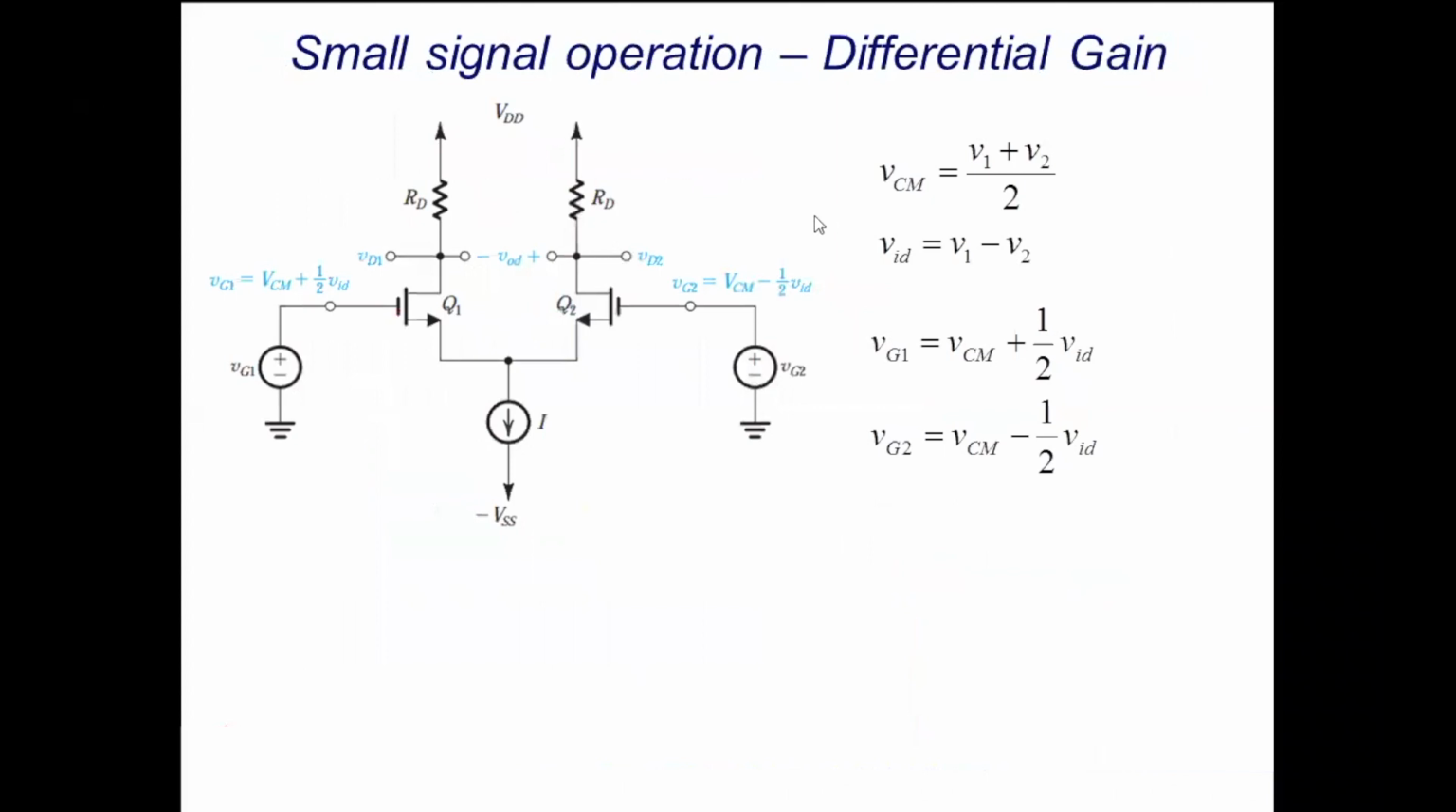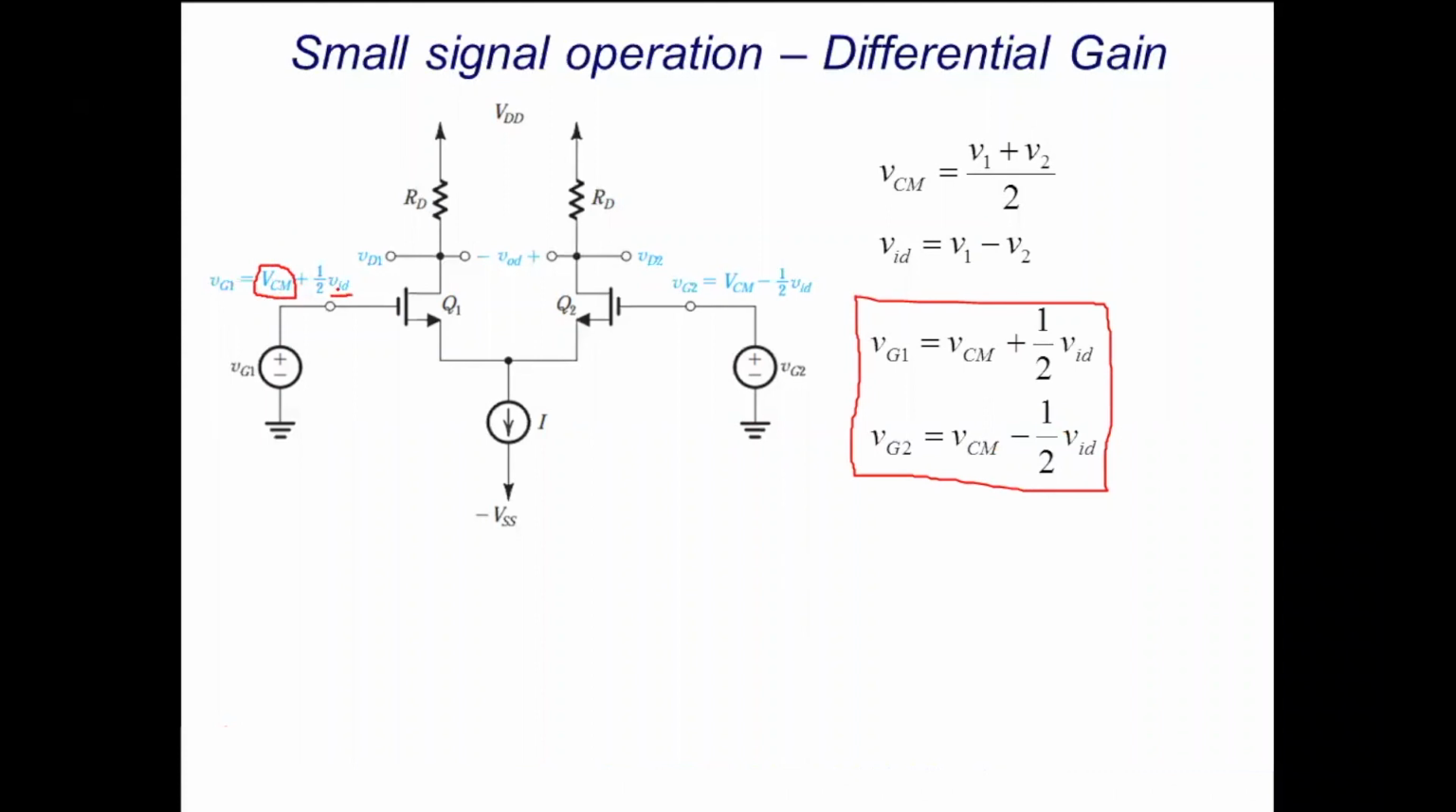Consider the input voltages to MOS differential amplifier as VG1 equal to VCM plus VID by 2 and VG2 equal to VCM minus VID by 2. So these are the two input signals applied to the gate terminals of two MOSFETs respectively. Here VCM indicates the common mode DC voltage and VID indicates the differential input voltage.